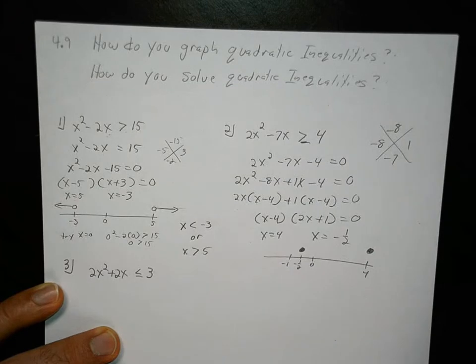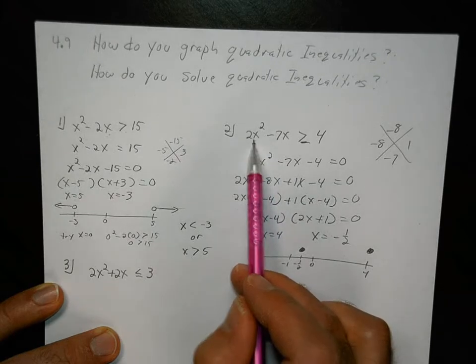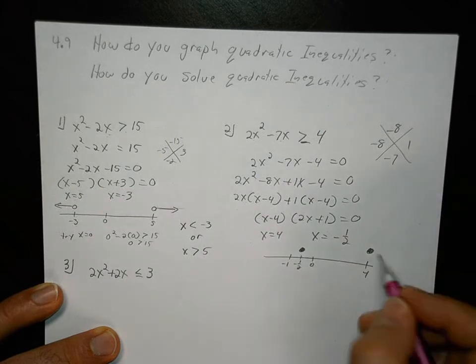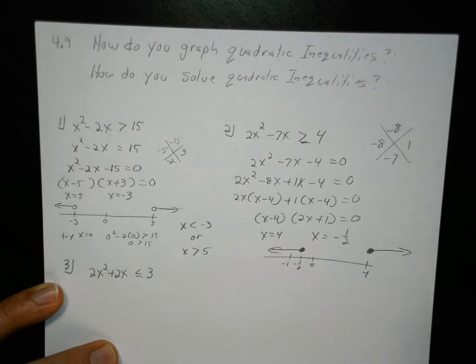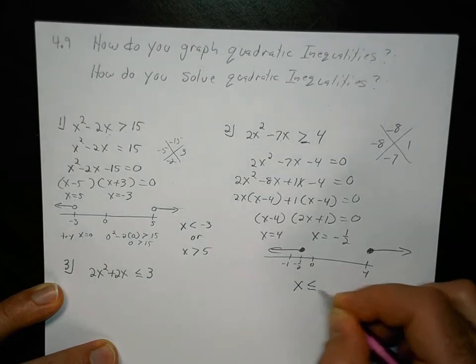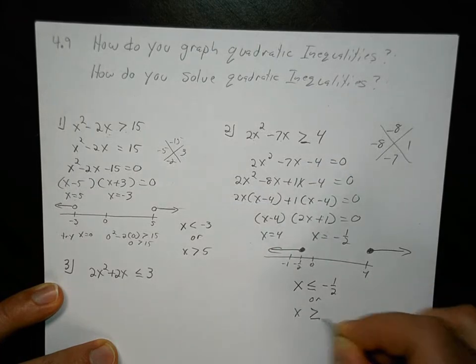of the solution. So let's test 0. Plug that in. We can do it in our head here. I get 0 minus 0. Is 0 greater than or equal to 4? No. So my solutions again are on the outside. So we write our solutions as x is less than or equal to -1/2, or x is greater than or equal to 4.